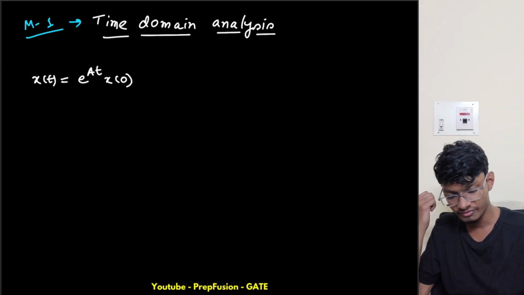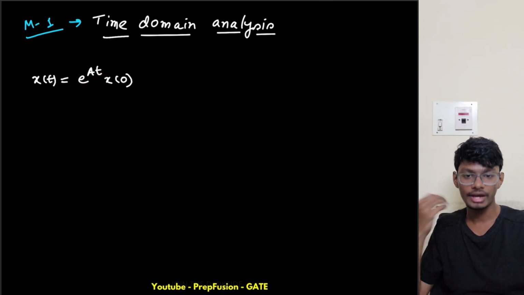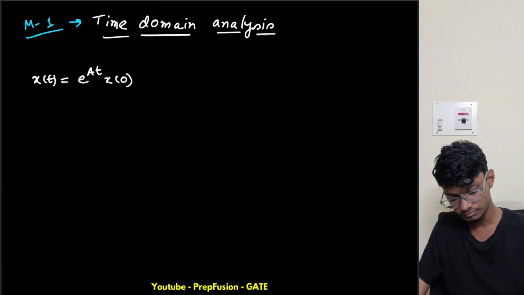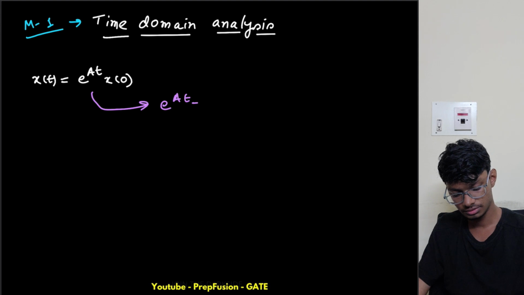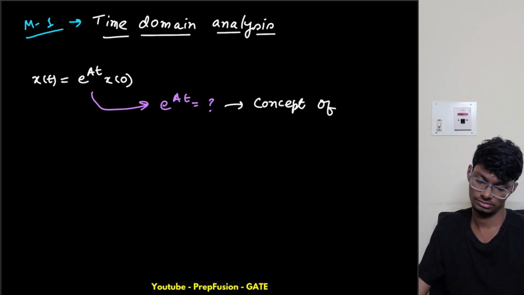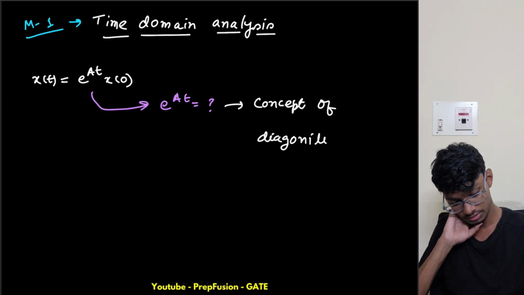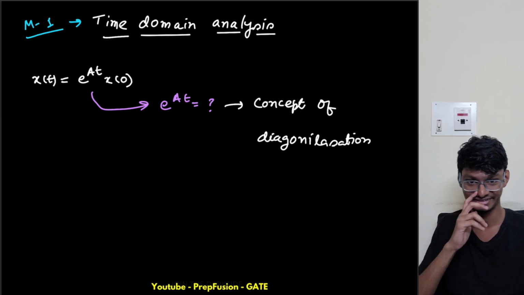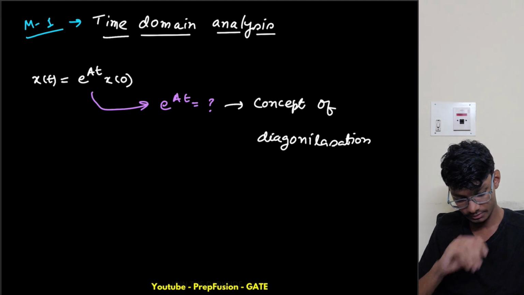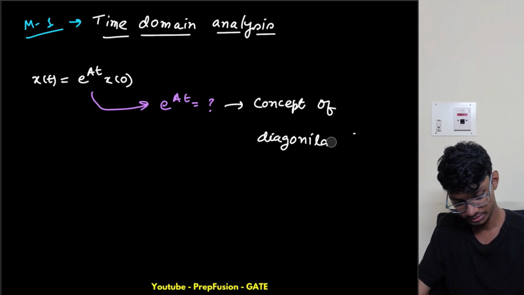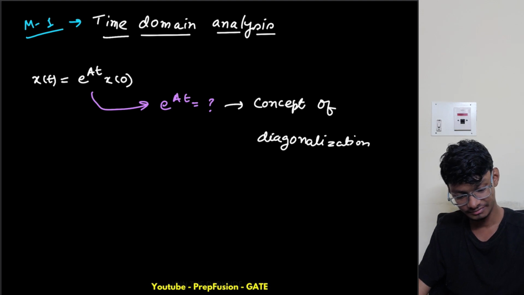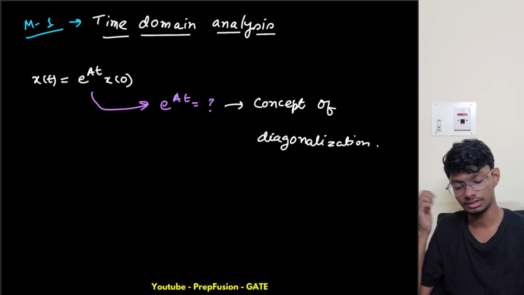Now you might ask, how will I find this e raised to power At? Here, the concept of diagonalization will help us. I forgot the spelling, so excuse my spelling. Sometimes this happens. So how do I find the e raised to power At?